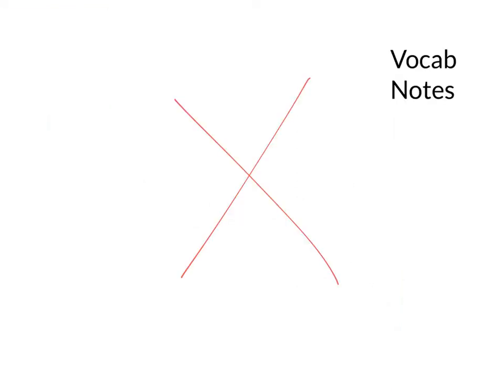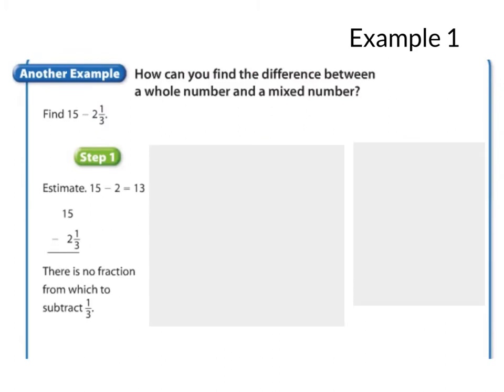So here's example 1. 15 minus 2 1/3. I want you to notice how 15 does not have a fraction. How would I do that? We're going to find out. So we're going to estimate first. 15 minus 2. 2 1/3 is closer to 2, so my answer should be around 13 when I get done.